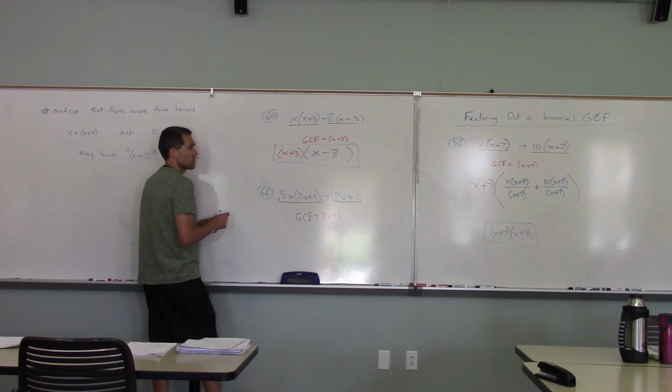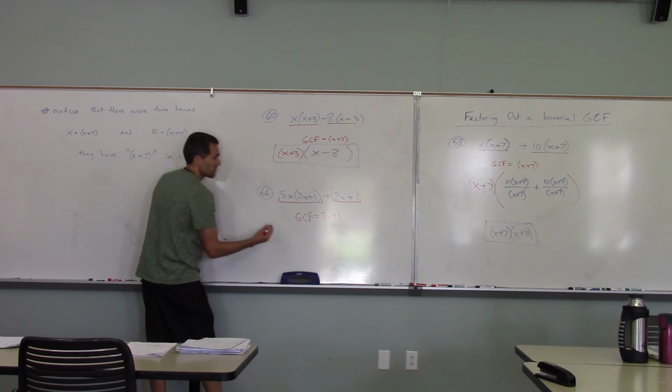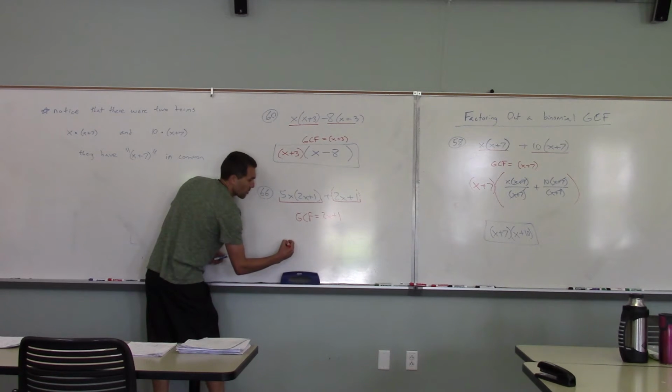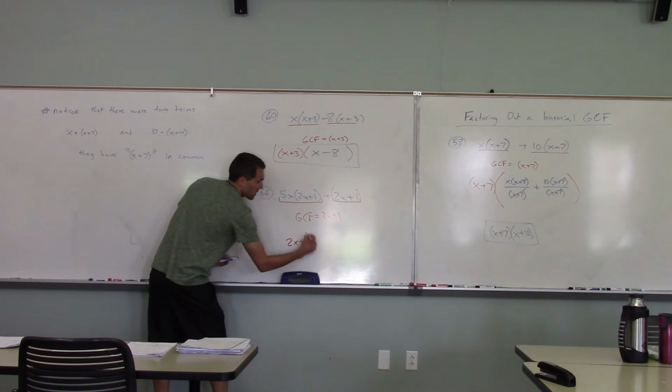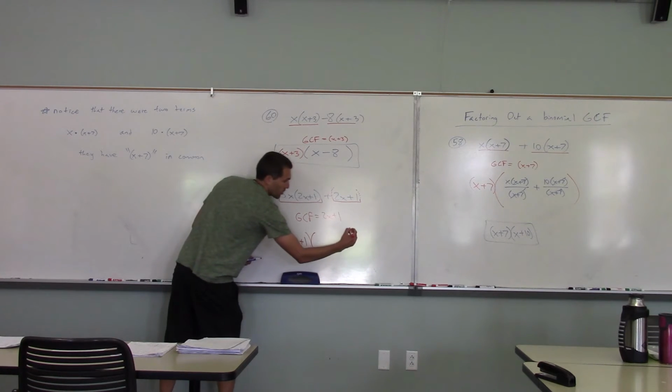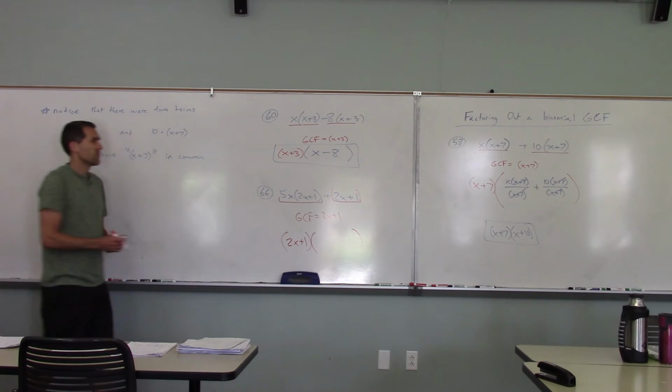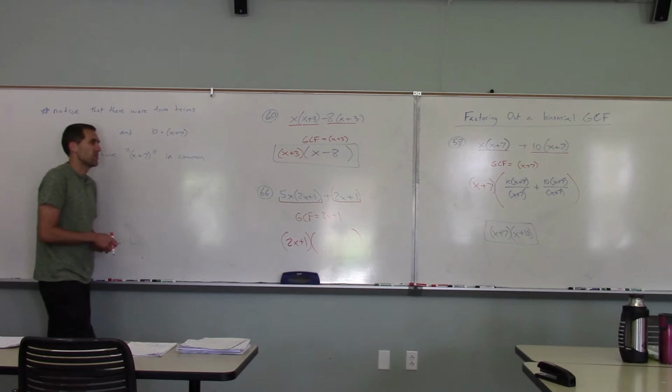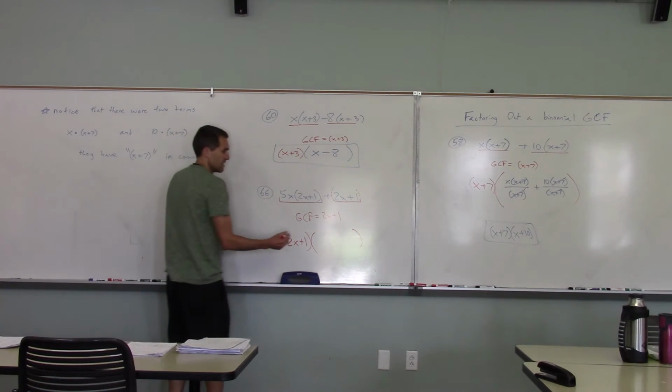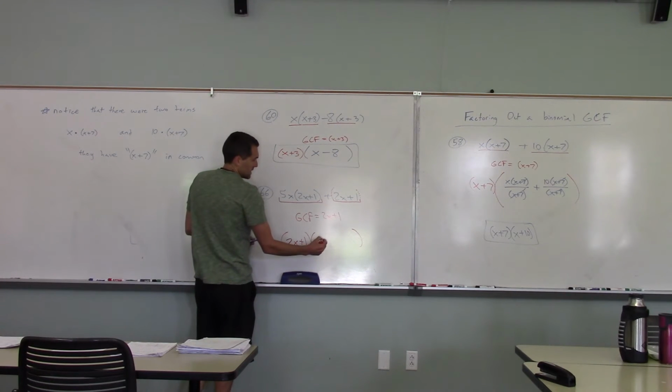But you add those parentheses and notice the GCF is 2x plus 1. So now we have 2x plus 1 times, in parentheses, oh, here comes another big mistake. If we divide 2x plus 1 out of those, what do we get? Just 5x.